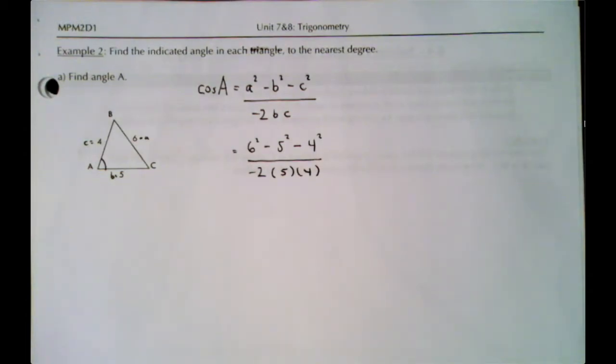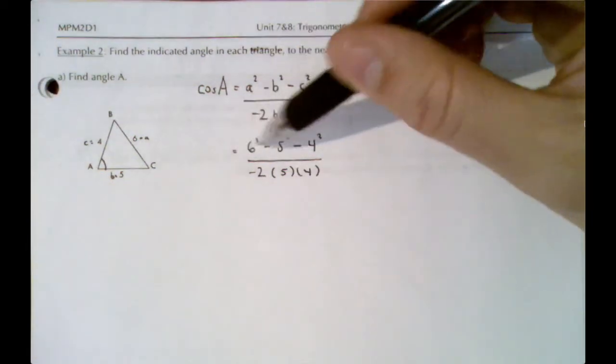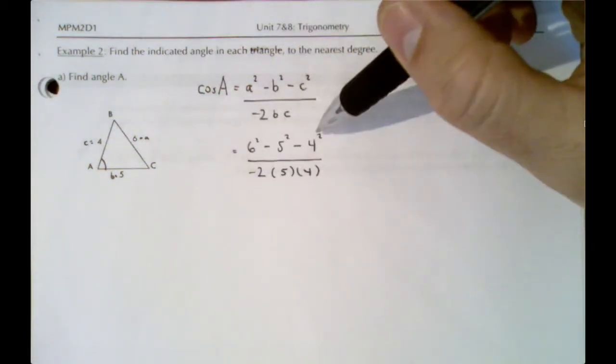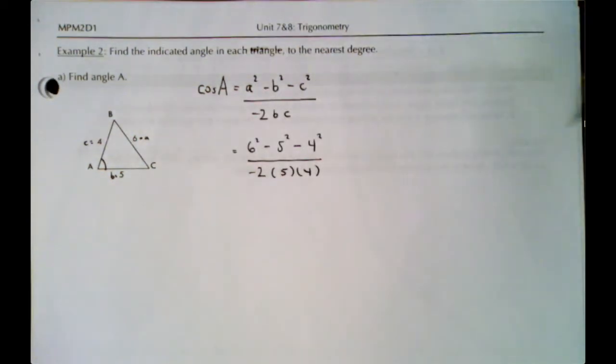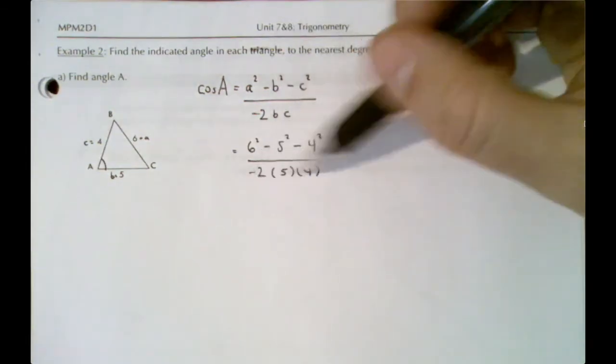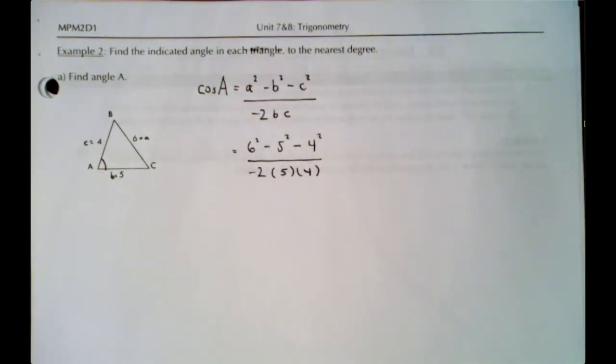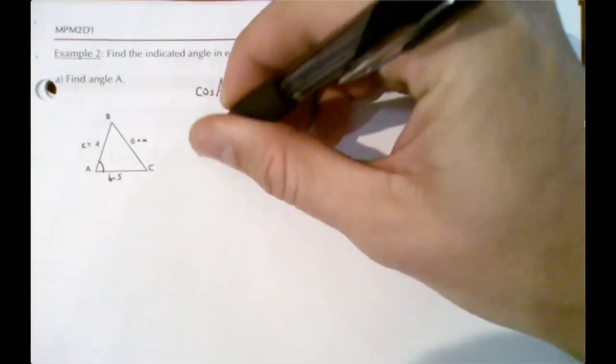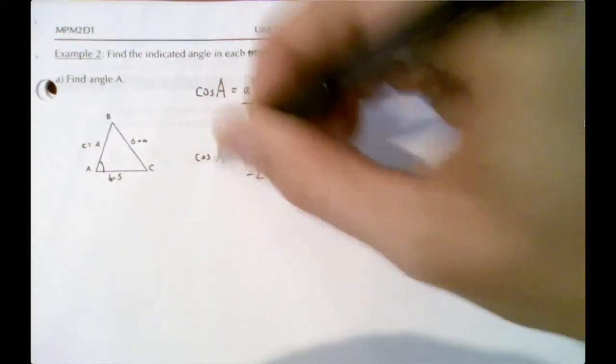Now, there's a couple ways to do this. The first way to do it would be to type this entire thing into our calculator and get a decimal. Alternatively, we can simplify the top and the bottom and keep it as a fraction. And that's actually the way I prefer to do it. So that's the way I'm going to suggest you do it. We've got cos A.